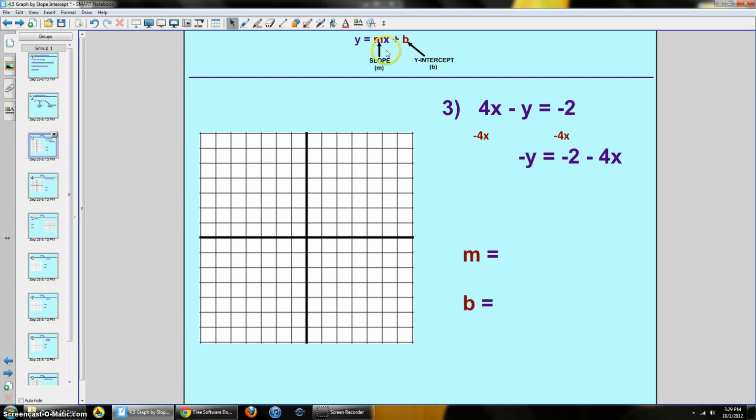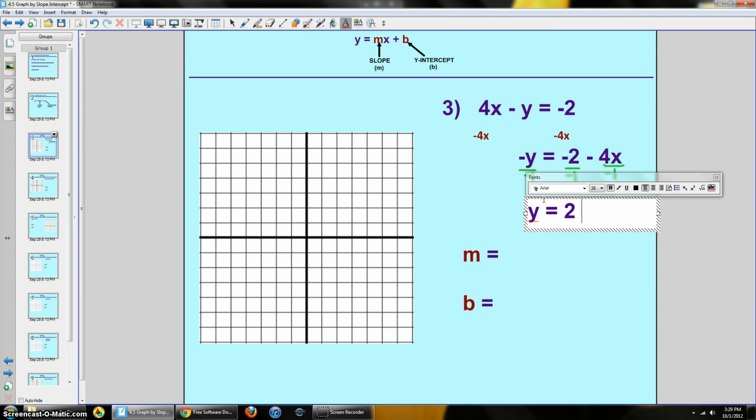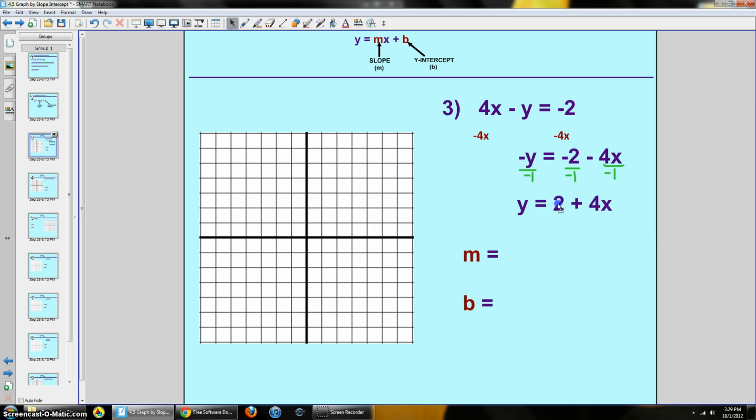So we can do this a number of ways. A lot of people like dividing by a negative 1. Some people like multiplying by a negative 1, or some people just think of it as changing the sign on everything else. I'm going to divide each thing by a negative 1, since that's the way most people think. But you can change the sign on everything, or divide by a negative 1 or multiply by a negative 1. When you're done with that, you get y equals 2 plus 4x. So I've changed the sign on everything. Now that is our new equation.